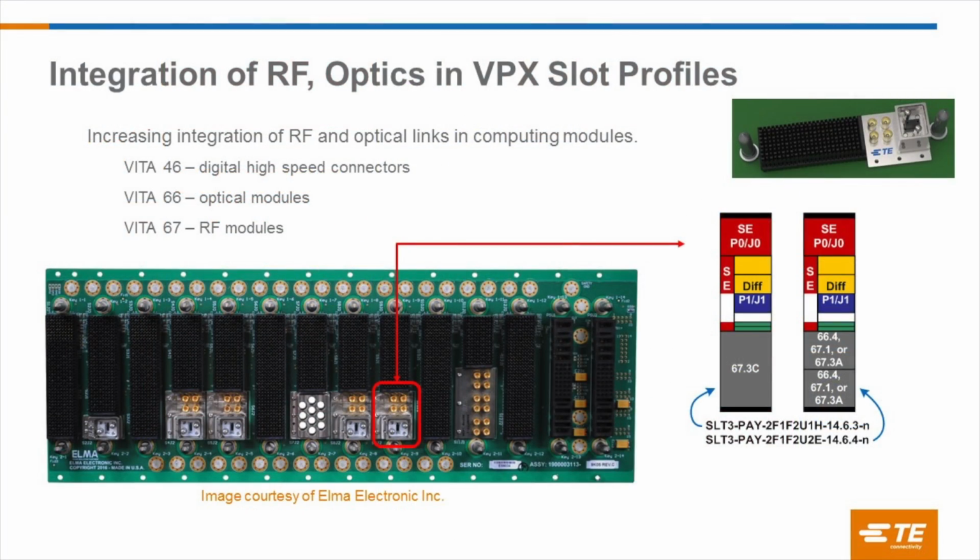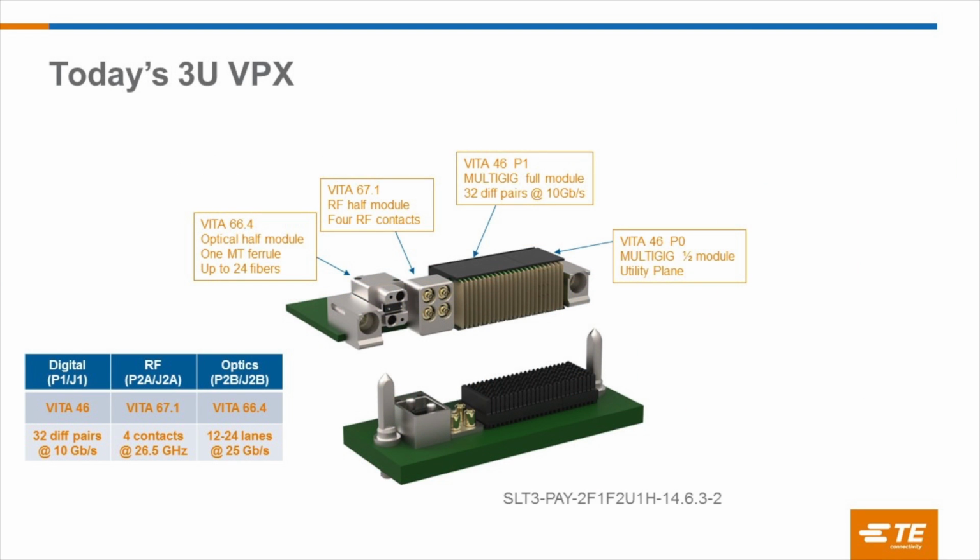So today, there's a slot profile for that. And this is what it would look like from an interconnect standpoint. Along the 3U, you've got a P0 for the utility plane, which is the VITA 46 connector, half module. You've got a full module in the P1, J1 position with 32 differential pairs. And you can run to 10 gigabit per second today.